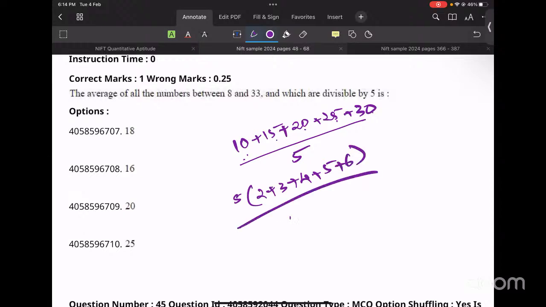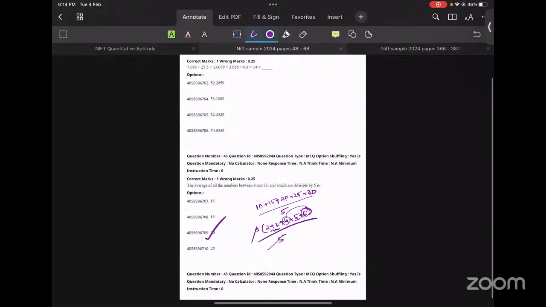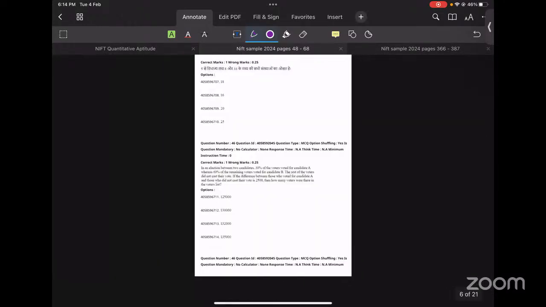So this is the way of solving it. Don't add everything, don't waste time by adding everything. So 2 plus 3, 5, 5 plus 5, 10, 10 plus 10, 20. So this is the technique for this. Now we can try another one.